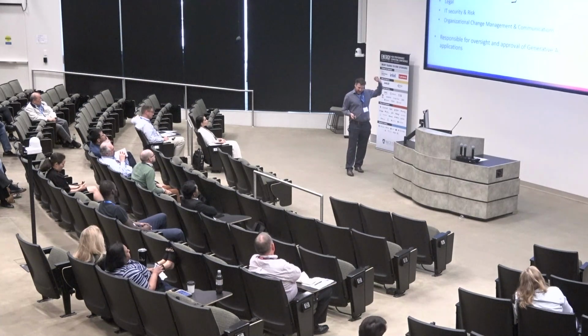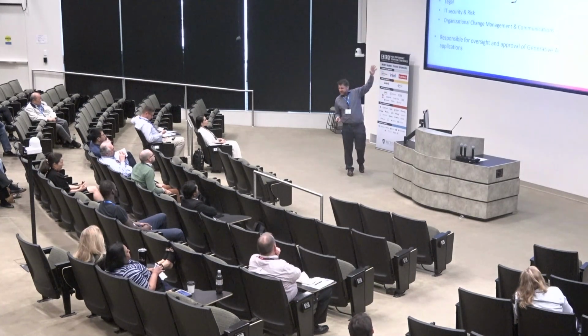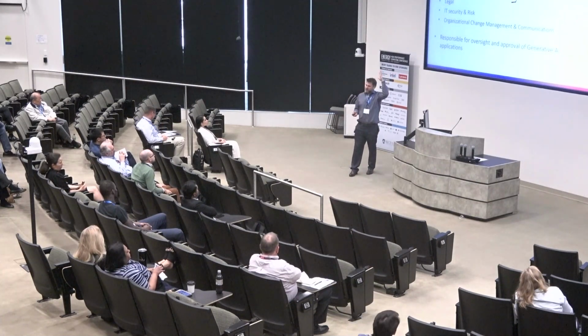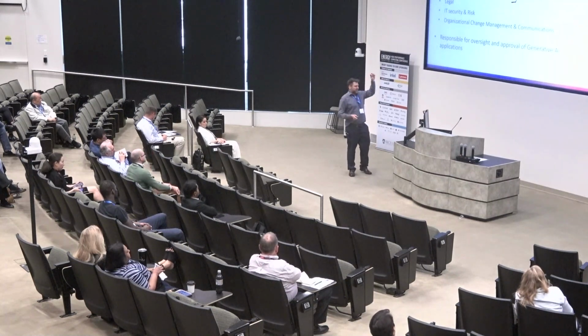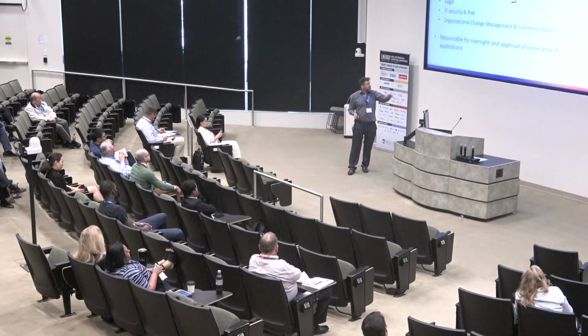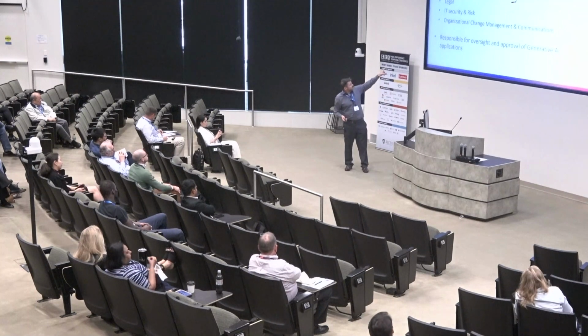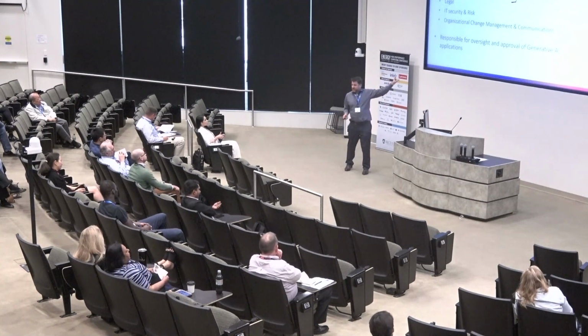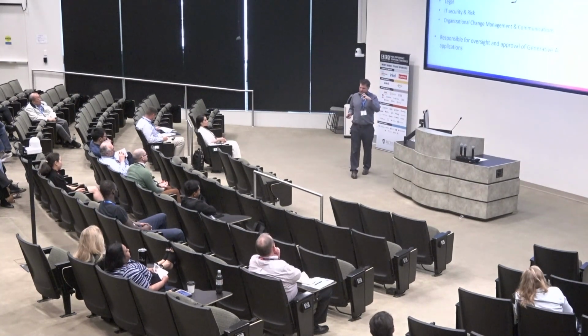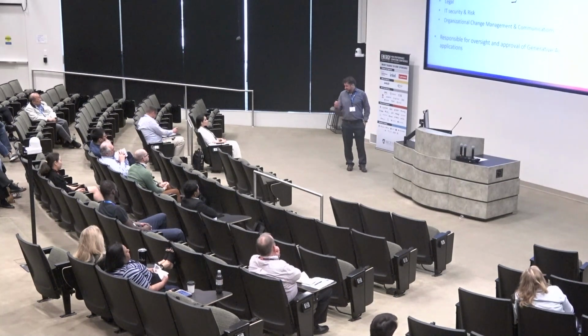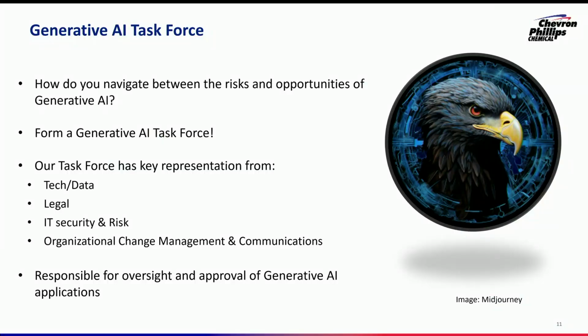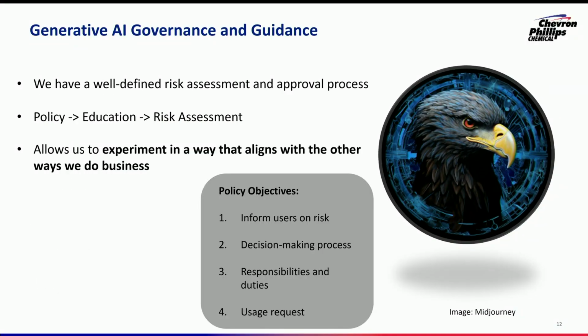And so the key to the success of this task force is that it's cross-functional. So we have representation from legal, we have risk and compliance and security, but also importantly, organizational change management and communications. This is important. We're trying to manage this throughout the enterprise. So we need to manage how this changes how we do work. And this task force is responsible for the oversight and approval of generative AI applications.